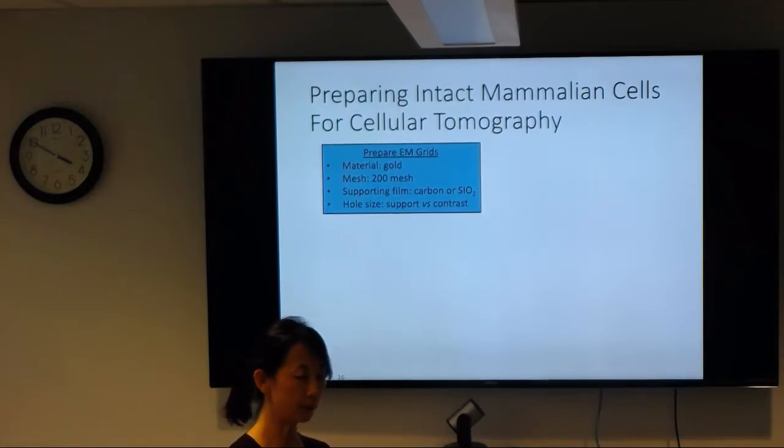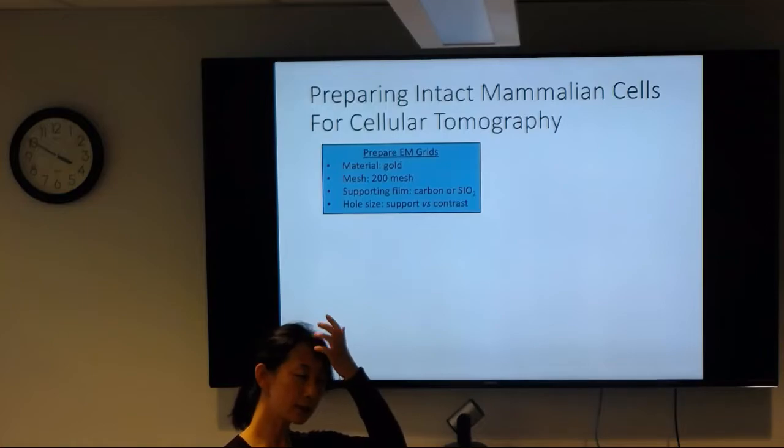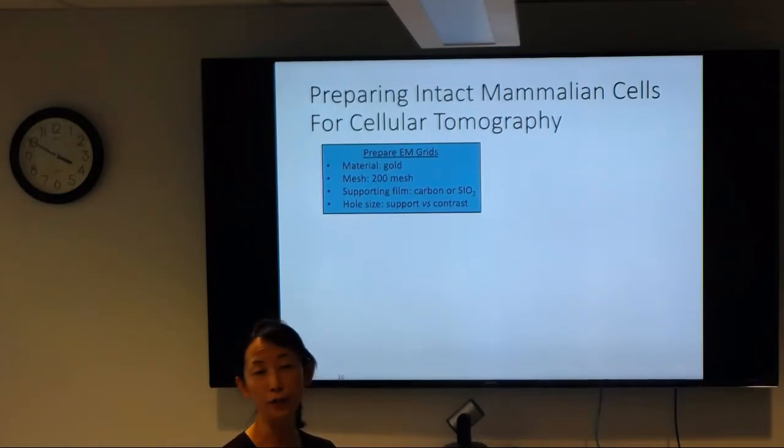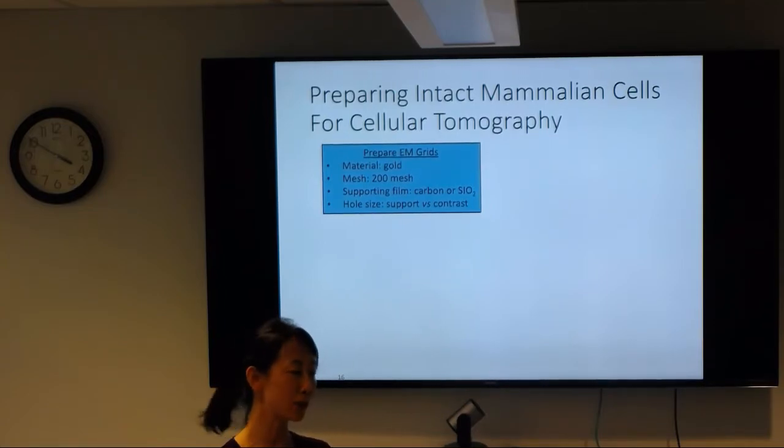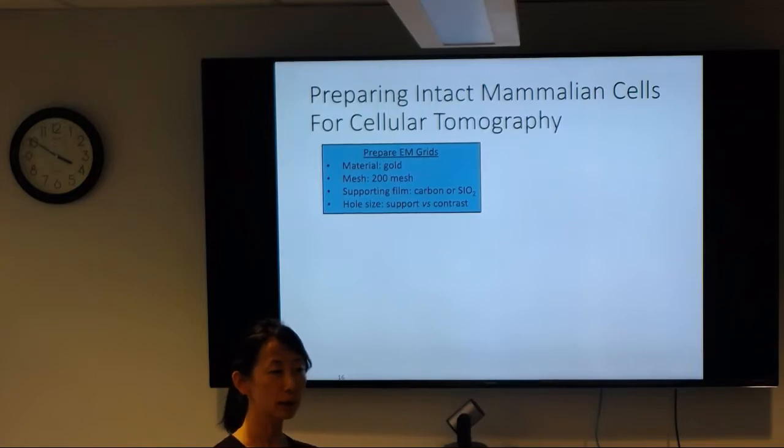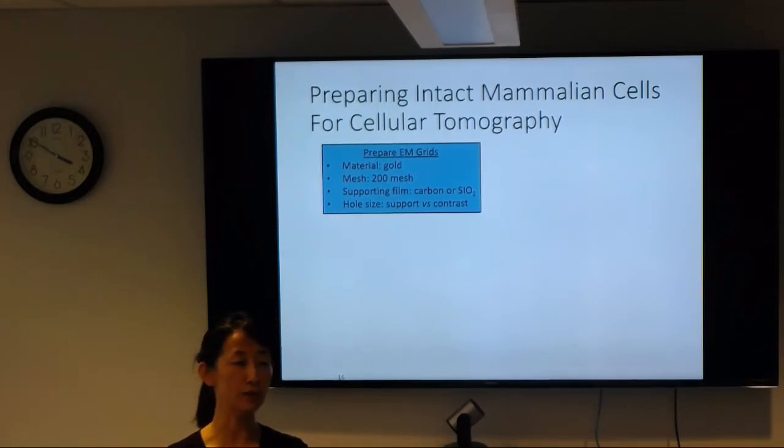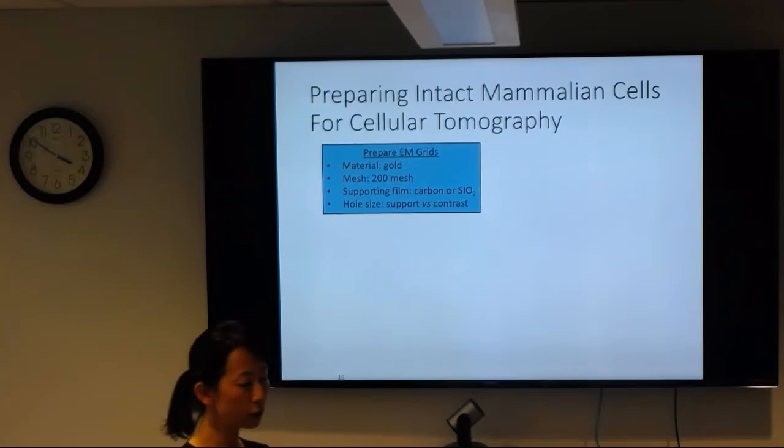For example, first of all, you need to pick the right grid. I mentioned the mesh number. And also now, when you want to do mammalian cells for tomography applications, you also have to consider the material, what type of grid you want to use. Usually for many single particle applications, you can use copper grid. But for cellular tomography, copper will not be an option because it degrades the cells through oxidation, so the cells are not healthy anymore. We usually use gold grid.